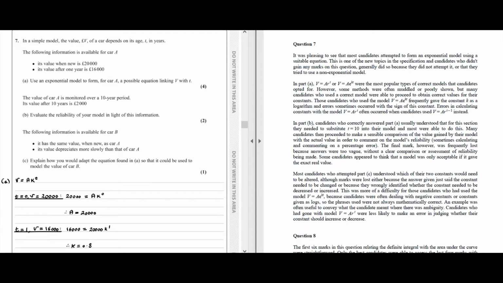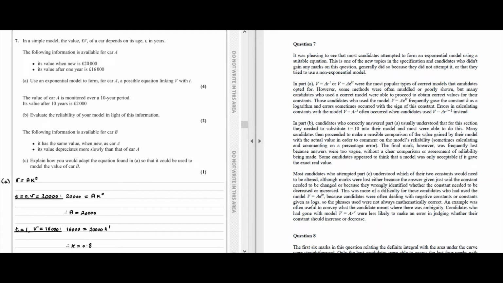For part B, candidates who correctly answered part A usually understood that for this section they needed to substitute t equals 10 into their model, and most were able to do this. Many candidates then proceeded to make a sensible comparison of the value gained by their model with the actual value in order to comment on the model's reliability, sometimes calculating and commenting on a percentage error. The final mark, however, was frequently lost because their answers were too vague, without a clear comparison or assessment of reliability being made.